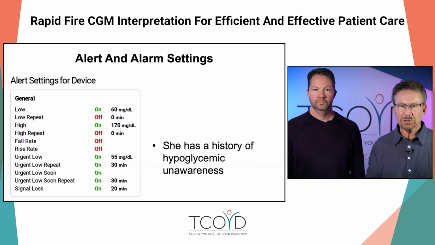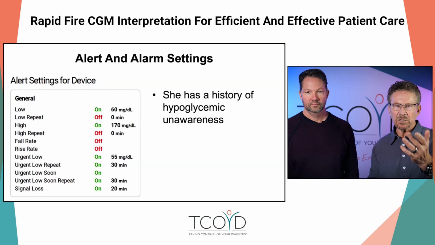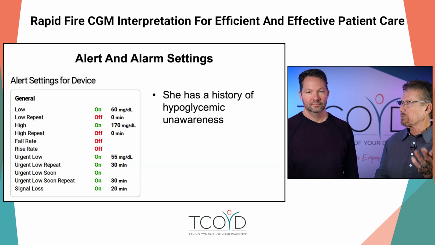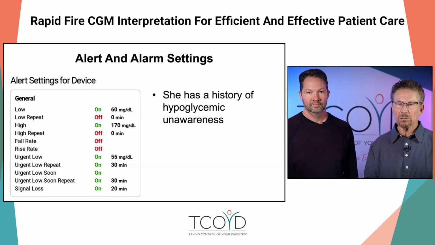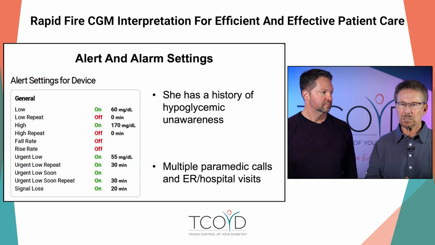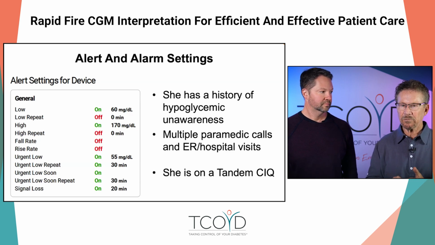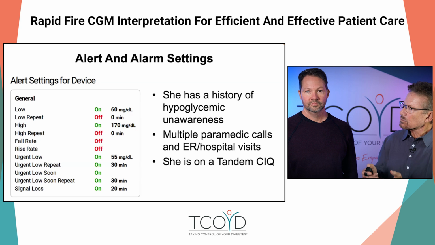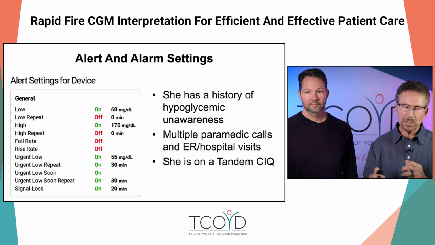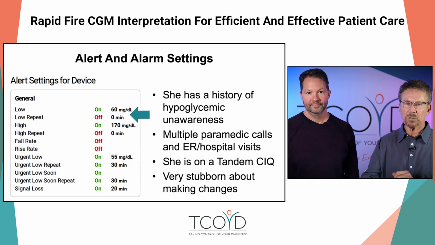And here's her settings. The upper alert is set at 170, the low is 60. And I think for someone like her, that's way too low, but that's where she set it. And she has a history of several unconscious hypoglycemic reactions, paramedic visits, ER, hospital visits, and she's on a Control-IQ. So we can talk about her settings, but that's not the purpose of this program. And very stubborn, super stubborn.